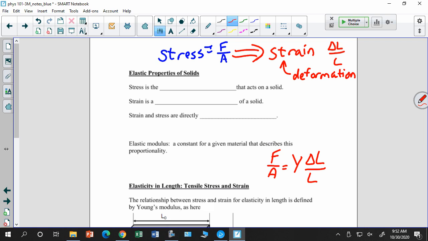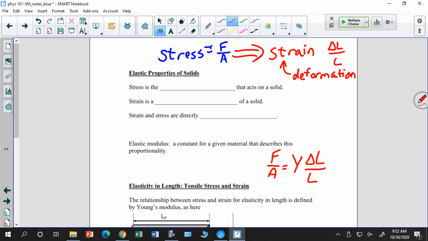And if I pull on something, if I apply a force per unit area, it changes the length. So this rubber band has a certain cross-sectional area. That's our A right here. This is the cross-sectional area. If I apply a force to it, then I go from L to L plus delta L. That's stress and strain. I apply some stress, I cause a deformation in the solid.